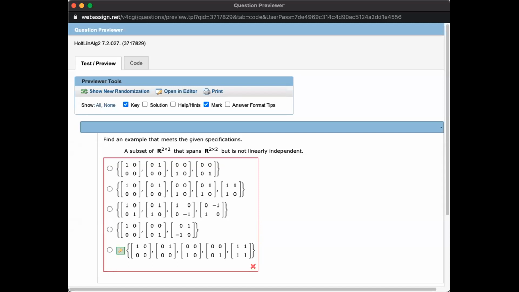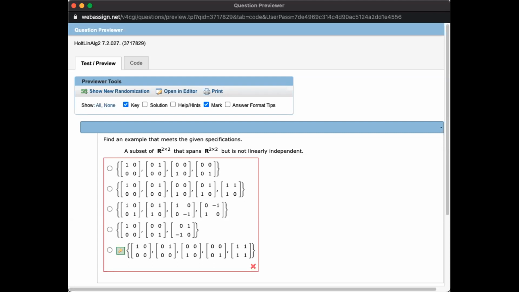It says a subset of R2 by 2 that spans R2 by 2, but is not linearly independent. So if I know that it spans R2 by 2, I know that it has to have enough vectors to get everywhere. How many vectors are in a basis for R2 by 2? What is the number of degrees of freedom? It's got to be 4, right? Because a 2 by 2 matrix has 4 entries in it. The first row has 2 entries. The second row has 2 entries. We know that the dimension of R2 by 2 is 4. So in order to span R2 by 2, I need at least 4 vectors to get everywhere, okay?